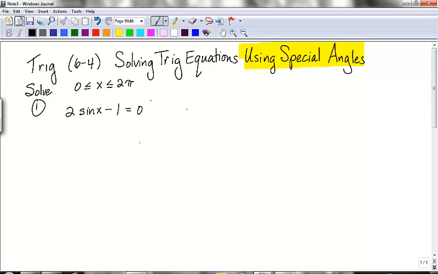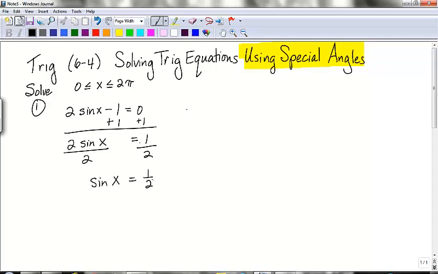Now you're basically solving these just like you would an algebra equation. So you want to get the sine x by itself first. So you got to get the 1 to the other side, so we're just going to add 1. Then you get 2 sine of x equals 1. You want to get the sine of x by itself, so divide by 2. So now you have sine of x equals 1/2. Now I could have you do these on the calculator, but first we're going to do it using your chart.